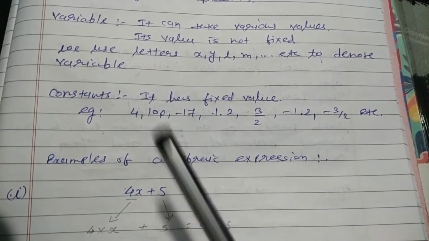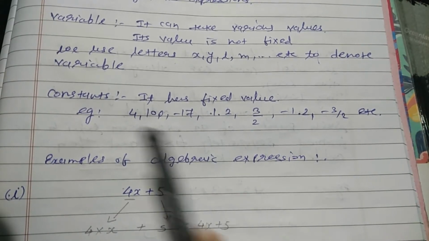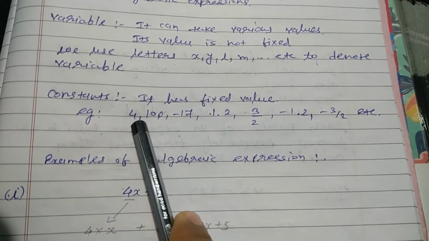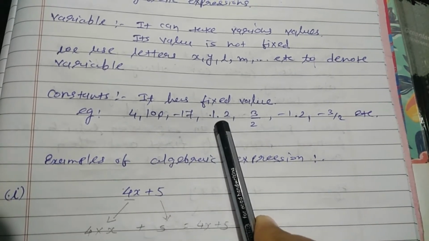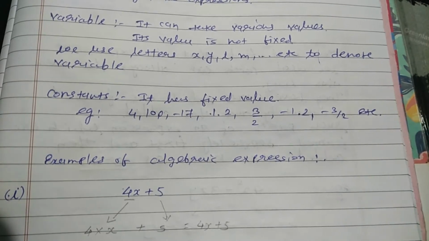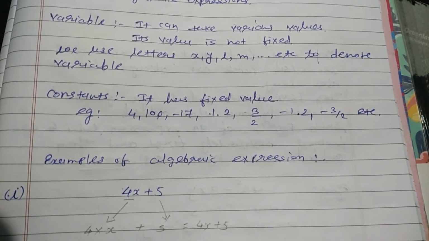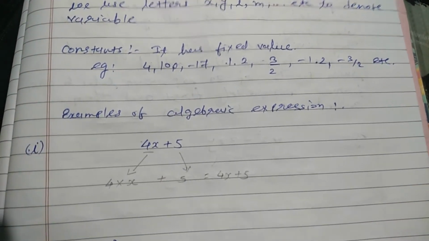Constants. A constant has a fixed value. Example, 4, 100, minus 17, 1.2, 3 by 2, minus 1.2, minus 3 by 2. These are constants. Now we will see examples of algebraic expressions.